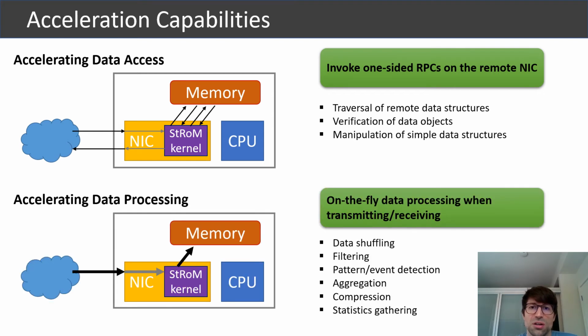Given the powerful architecture of StRoM, kernels can also be used as bump-in-the-wire accelerators for data processing when data is received or transmitted. This includes operations such as data shuffling, filtering, pattern detection, aggregation, compression, or the gathering of statistics. We are looking at an example of this type of acceleration on the next slide.